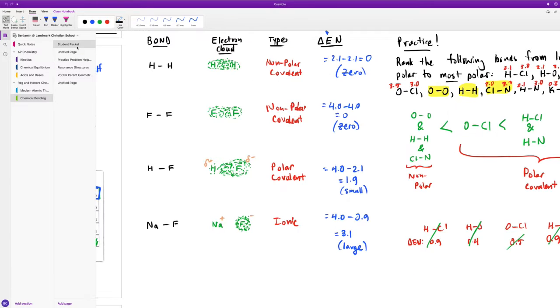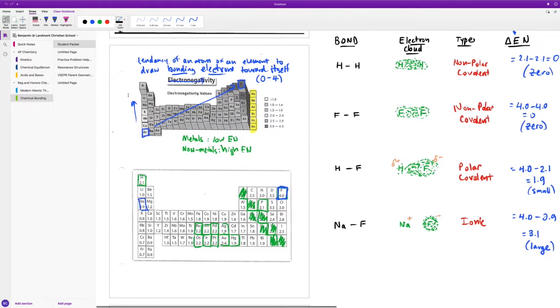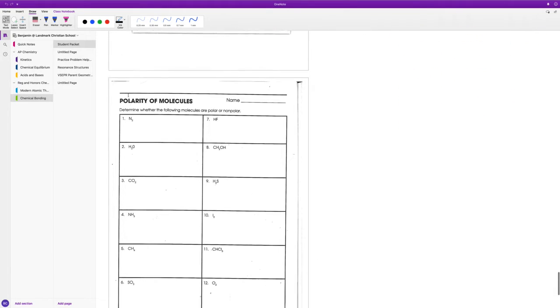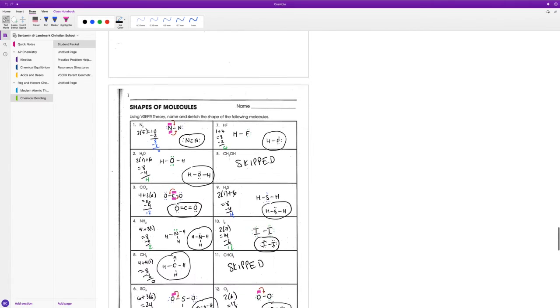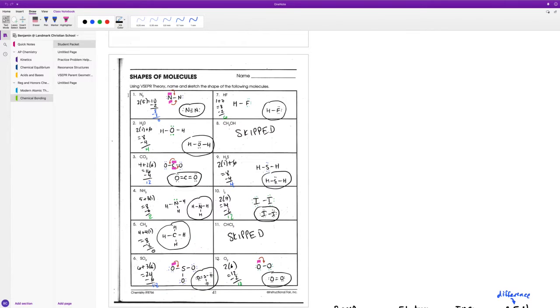So in your packet, I want to move on to the page, shapes of molecules. This is one where we practiced some Lewis structures. What I want to do is focus on the Lewis structures, and we're going to apply VSEPR here. So we have valid Lewis structures for these ones. And actually for number 11, I'm not even sure. I don't remember why we skipped that one. But I want to do that one right now quickly, and that'd be a great one to start with.